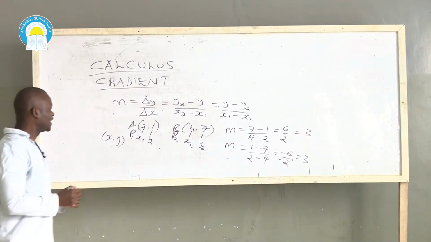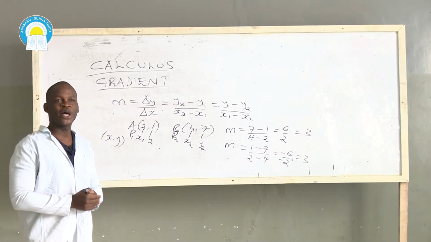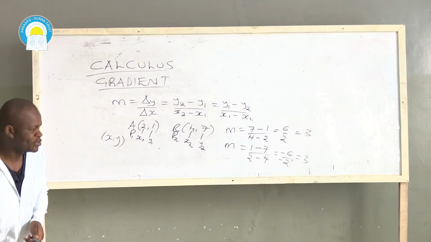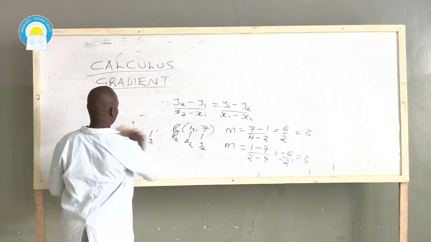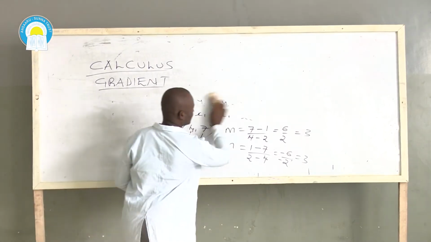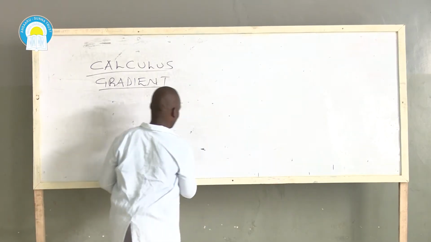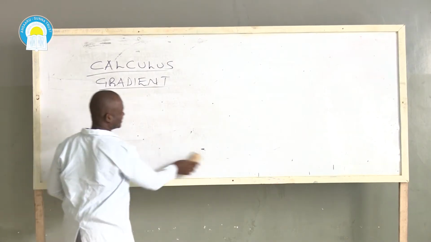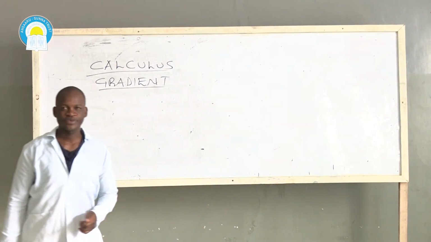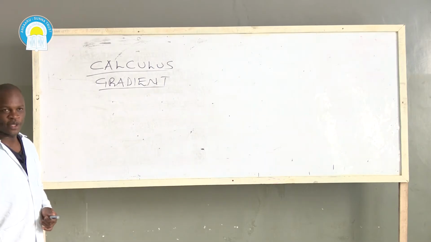So having discussed that, we can look at a few more examples of finding the gradient of a line, which is a key thing to understanding the Form 4 topic, calculus, which we shall go to after we are done with the basics. Now, a second example.